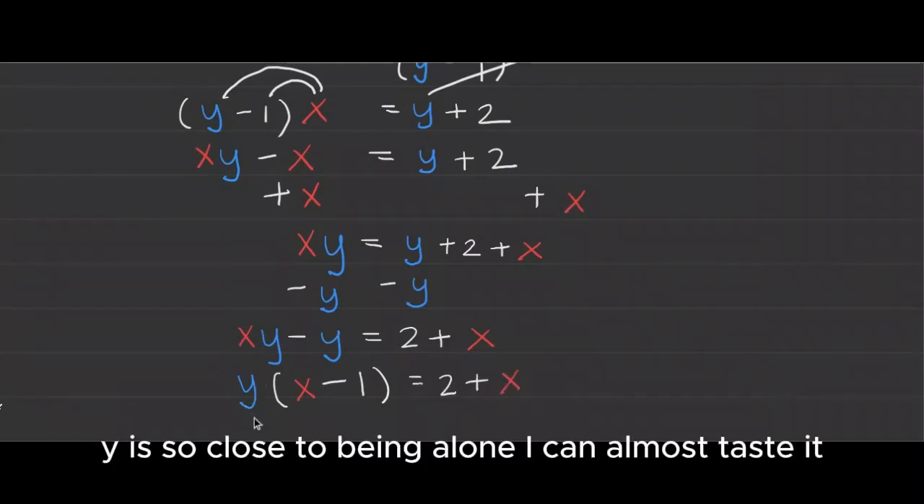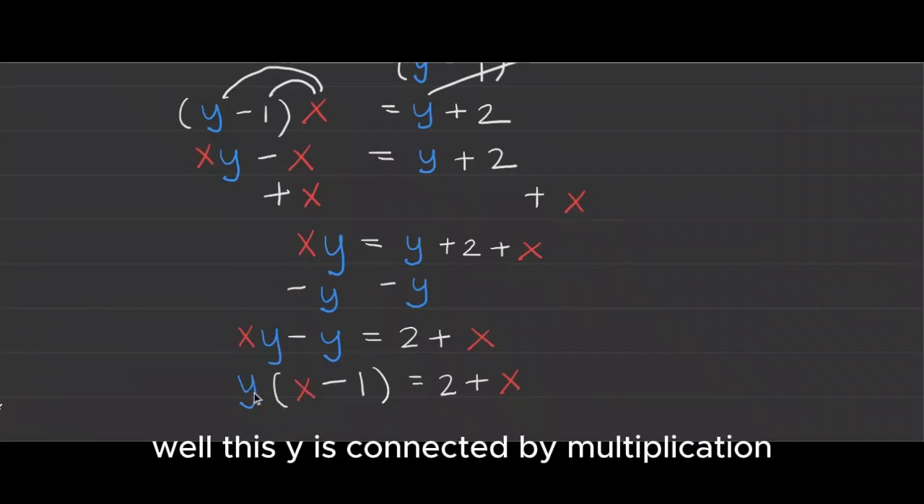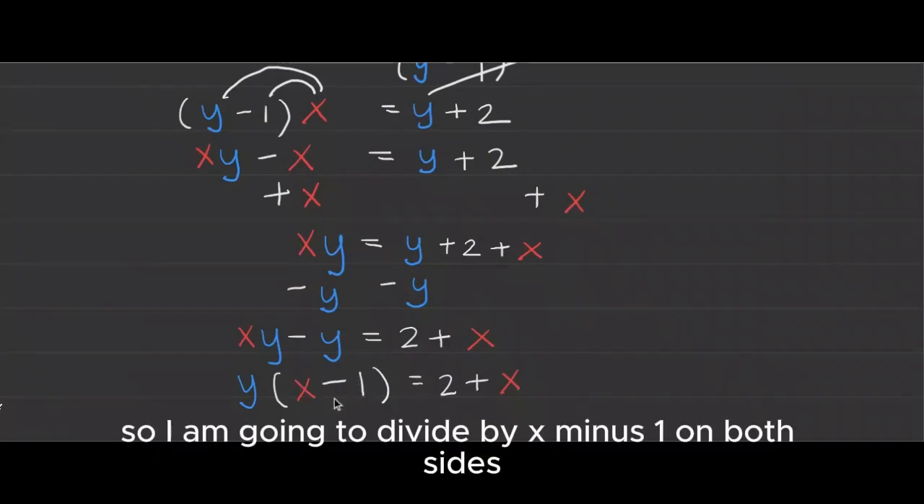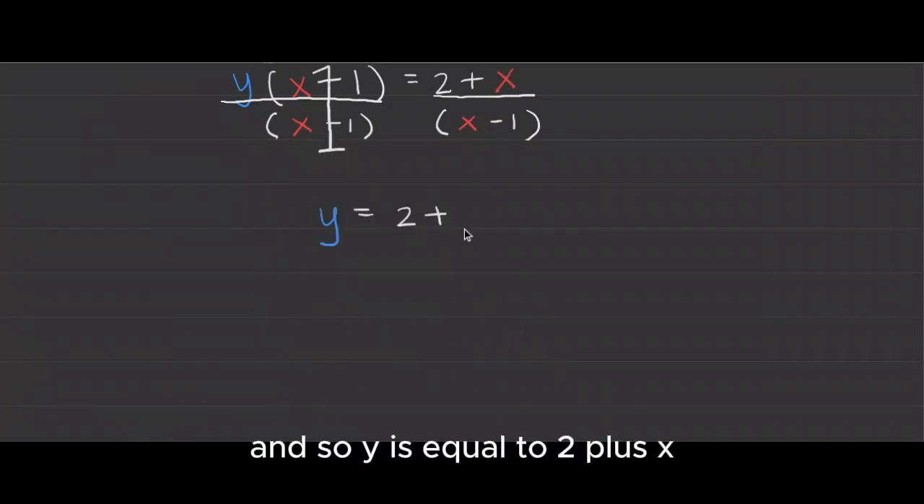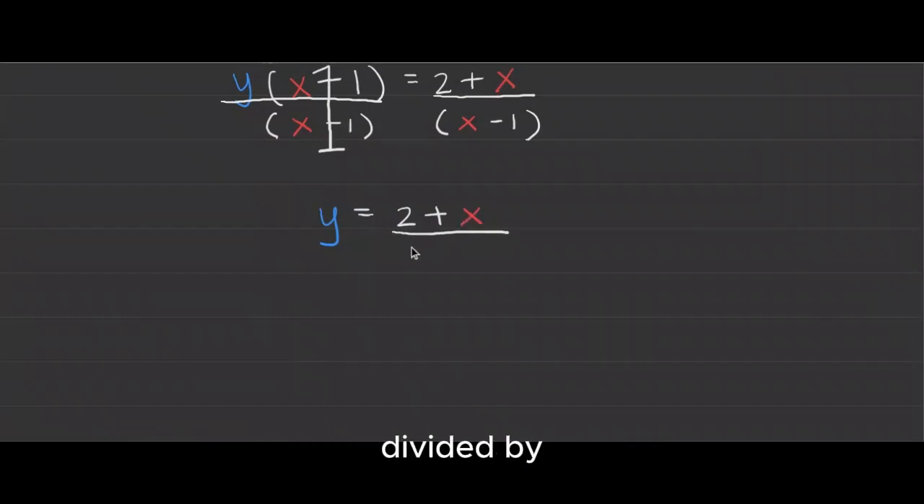y is so close to being alone, I can almost taste it. So how do I get y alone? Well, this y is connected by multiplication, so I am going to divide by x minus 1 on both sides. This makes a 1. And so y is equal to 2 plus x divided by x minus 1.